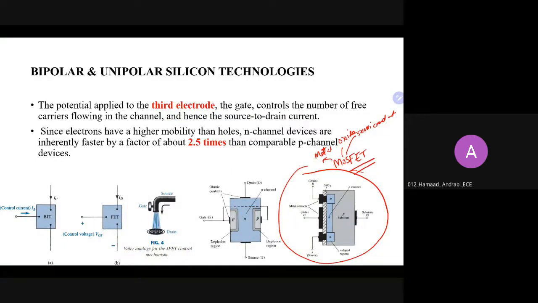Okay. And we know that electrons in general have higher mobility than holes. Therefore, N-channel MOSFETs or N-channel FETs or N-channel unipolar devices are faster than P-channel devices, roughly by a factor of 2.5.